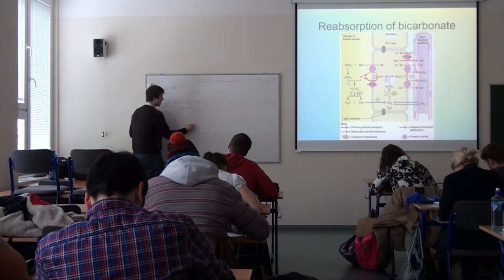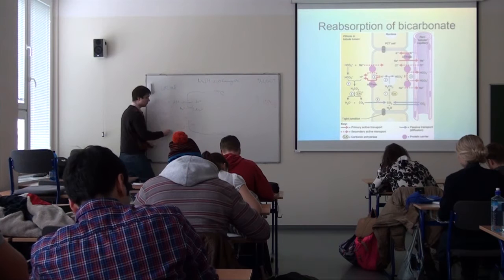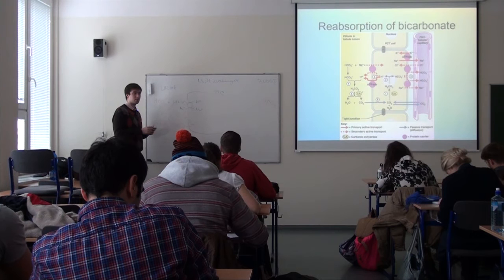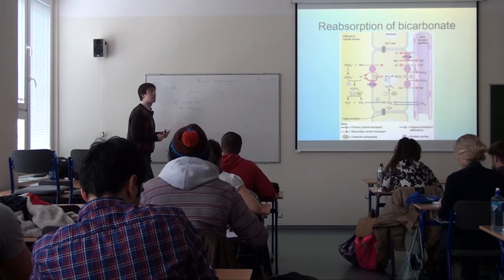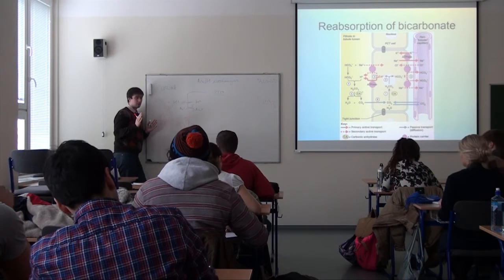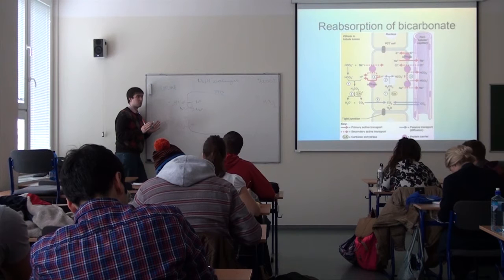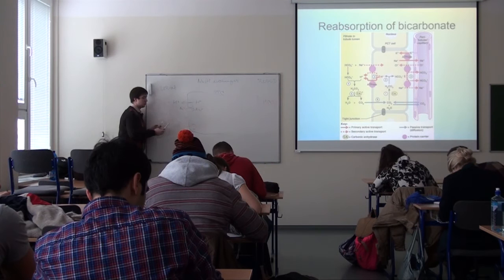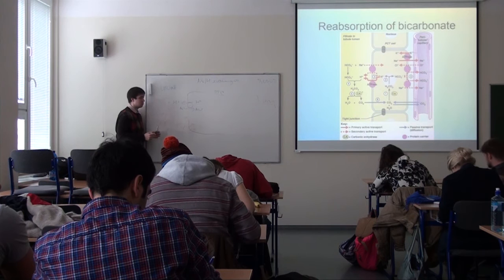Carbon dioxide can diffuse freely into the cell and water can go through. How can water move through membranes? It can follow ions. It can go passively if you have some channel for water. And channels for water in membrane are called aquaporins. Yes? So carbon dioxide moves into the cell by passive diffusion, water by facilitated diffusion through aquaporins. Yes?